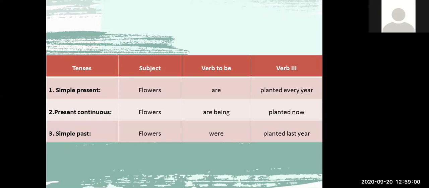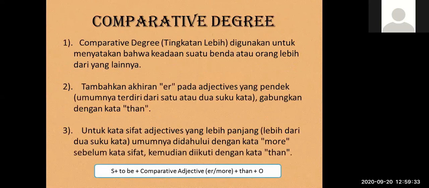Tenses. One, simple present: subject plus verb to be, is or are, plus verb 3, for example played every year. Two, present continuous: subject plus verb to be, is or are, plus being plus verb 3, for example played now. Three, simple past: subject plus verb to be, was or were, plus verb 3, for example played last year. That is all, and thank you.